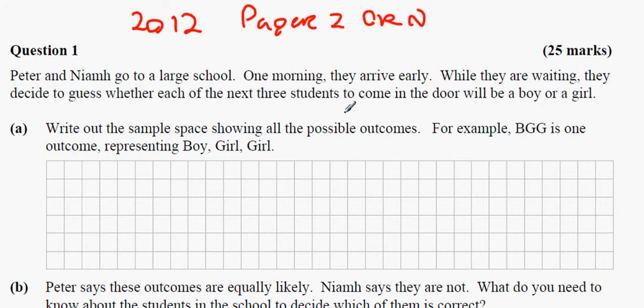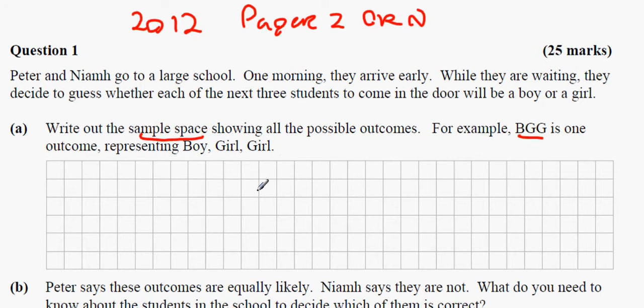Peter and Neve go to a large school. One morning they arrive early. While they are waiting, they decide to guess whether each of the next 3 students to come in the door will be a boy or a girl. Write out a sample space showing all the possible outcomes. For example, BGG represents boy, girl, girl.